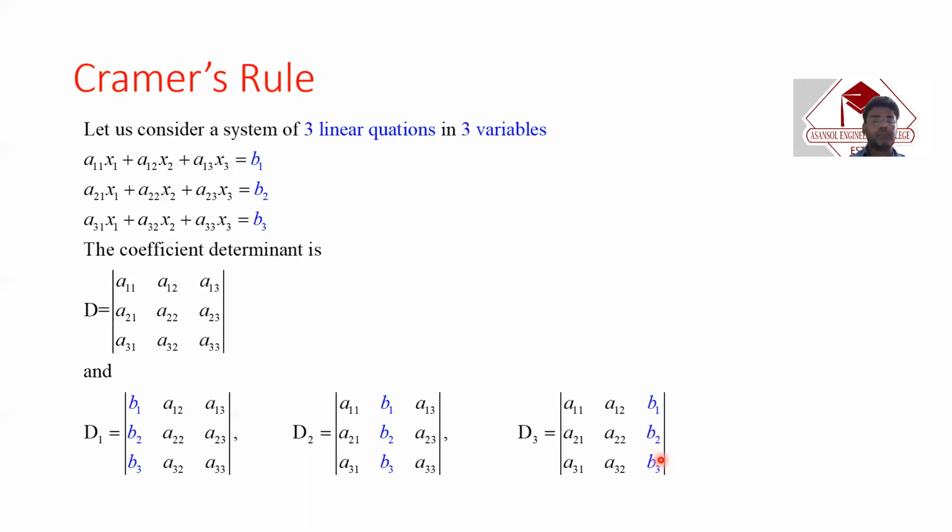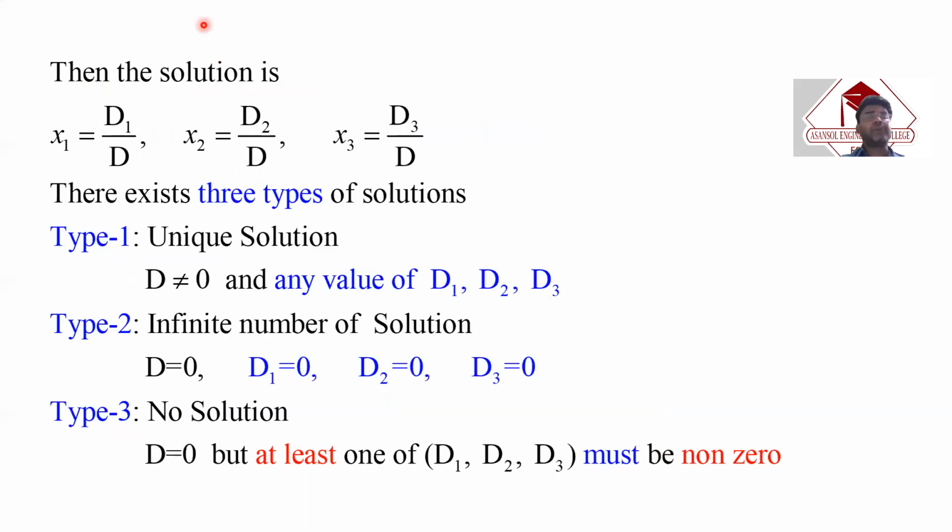After getting D1, D2, D3 and D, find the solution in a very simple way. x1 is equal to D1 by D, x2 is equal to D2 by D, and x3 is equal to D3 by D. After getting D1, D2, D3, just substitute and find the values. Very easy. So this is all about Cramer's rule.